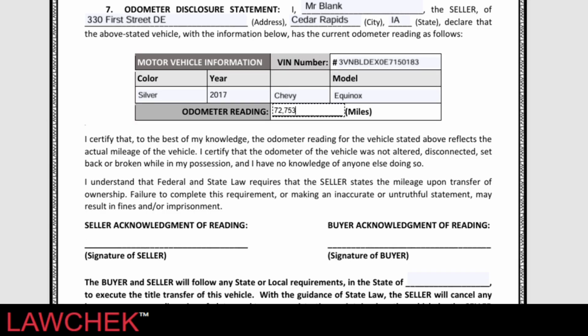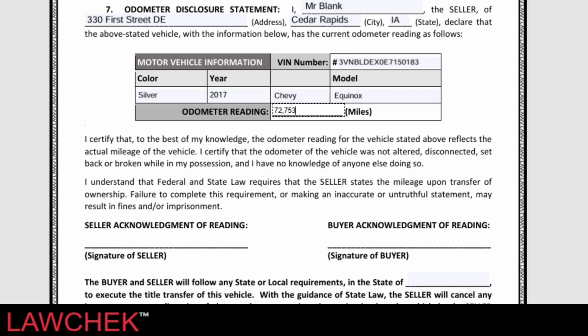Then you're going to acknowledge that you, the seller, are responsible for having accurate odometer readings and to make sure that the odometer was not adjusted. You must sign on that and affirm that it had not been altered. The buyer will be the witness to what the odometer reading was at the time of the transfer.